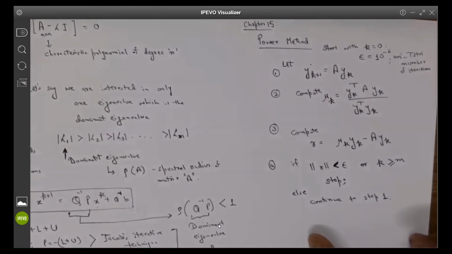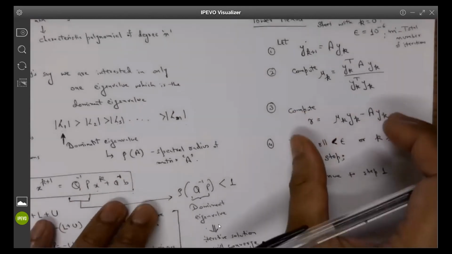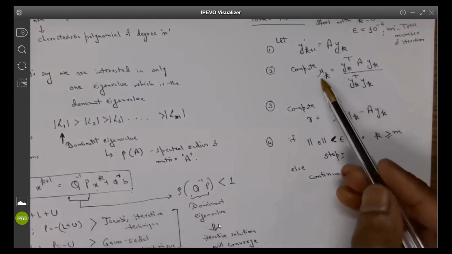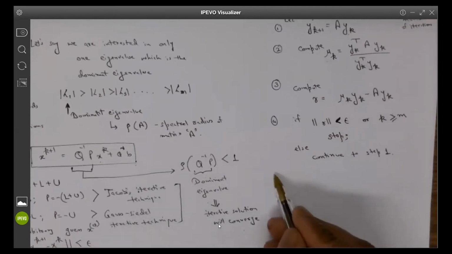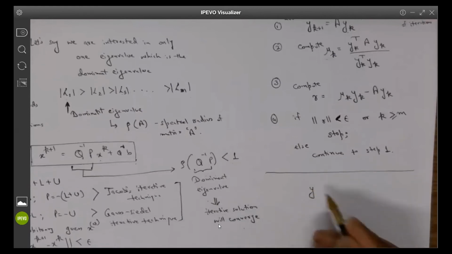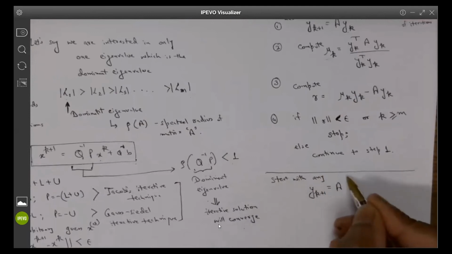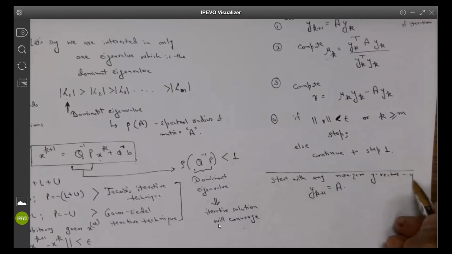So I just gave you the algorithm without giving you the proof. Let me derive why or how this algorithm computes the dominant eigenvalue. The dominant eigenvalue is given by mu_k, this number. So let me derive what we are doing here. We are trying to start with any non-zero vector y, which we call y0.